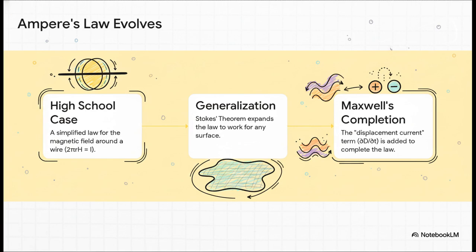We start with that simple high school case for a long, straight wire. Then, using Stokes' theorem, that's our new bridge connecting a 1D line to a 2D surface, we generalize it. But the story was not complete. Not until the great James Clerk Maxwell added his famous displacement current term. And believe me, this wasn't some minor tweak. It was the key that unlocked the very existence of electromagnetic waves and unified electricity and magnetism forever.